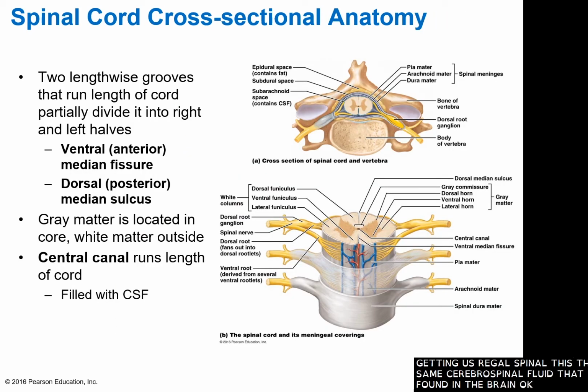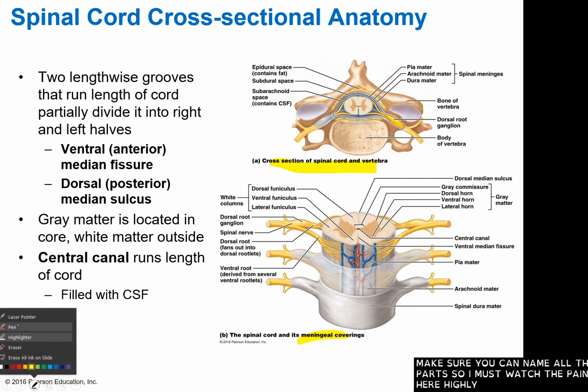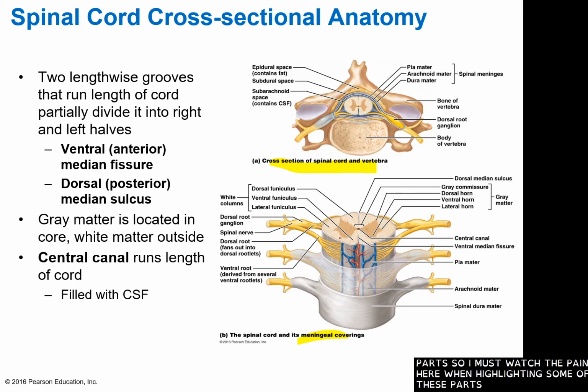Okay, now we talk about the spinal cord and a cross section of the spinal cord. Make sure in class you look carefully at these models. Similar models. There's a model that looks just like this one and a model that looks just like this one. And they all have these different parts, so make sure you can name all of these parts. So I'm going to switch to the pen here when highlighting some of these parts.